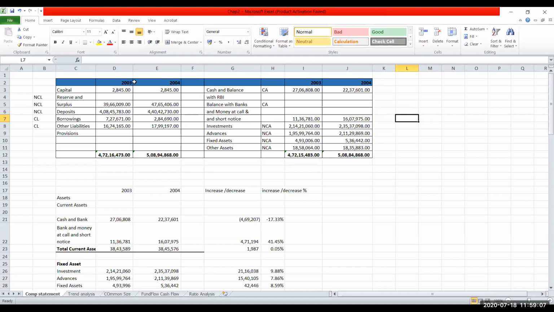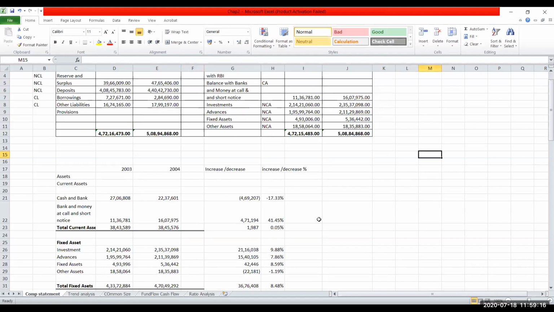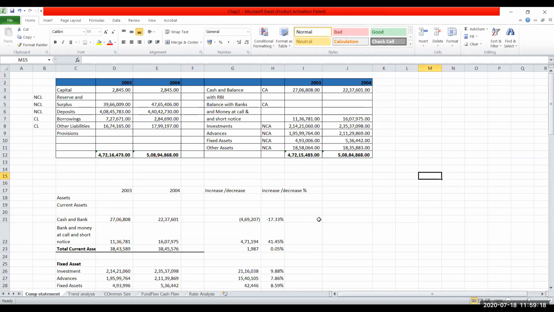So this is how we do a comparative statement. You take 2 years, or sometimes you may also have 3 years, and we also need to draw for 3 years also. It depends. Clear with this?